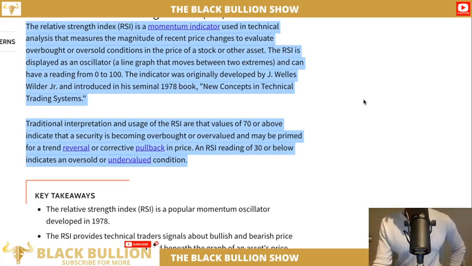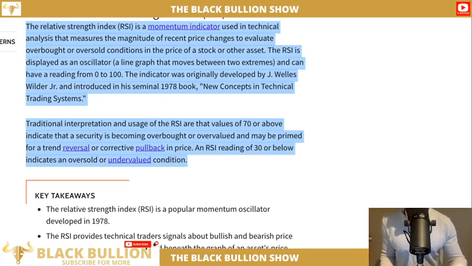Traditional interpretation and usage of the RSI are that values of 70 or above indicate that a security is becoming overbought or overvalued and may be primed for a trend reversal or a corrective pullback in price. Now remember that as well. So again, for the Fibonacci extension, once it hits that, you could have a reversal. And once you are in overbought territory, RSI above 70, you may have a trend reversal or a corrective pullback. And the opposite is true. An RSI reading of 30 or below indicates an oversold or undervalued condition.